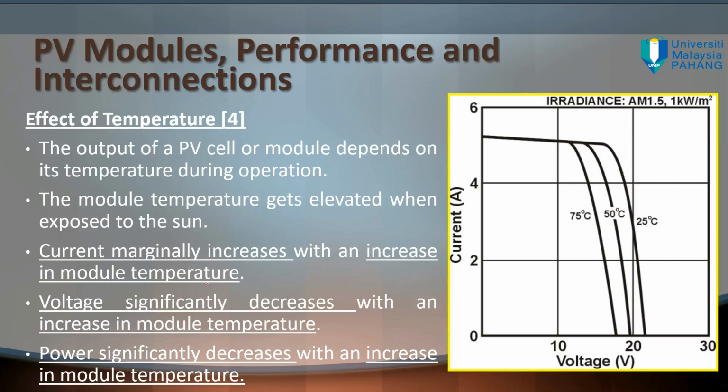Okay, so that's why current marginally increases with an increase in module temperature. So current marginally or slightly increases with an increase in module temperature. For example, module temperature is getting higher like this. But voltage significantly decreases with an increase in module temperature. If you see from here, it looks more influential compared to this.